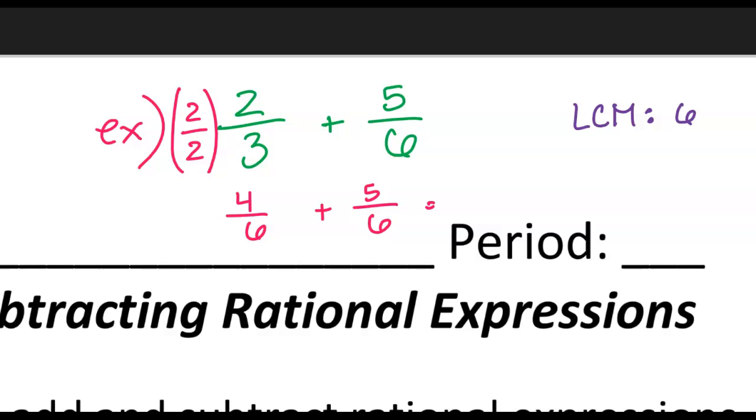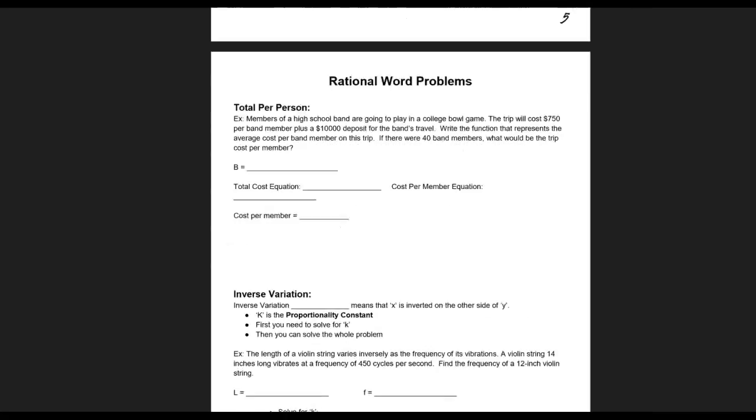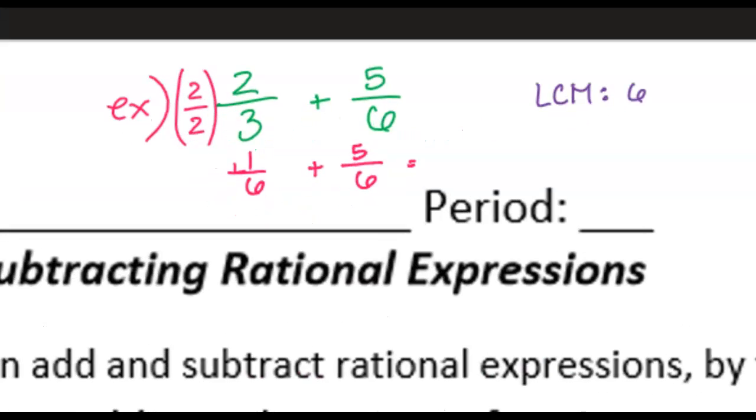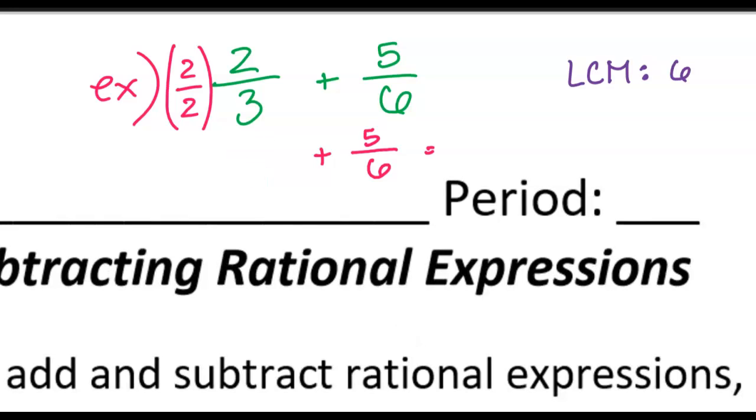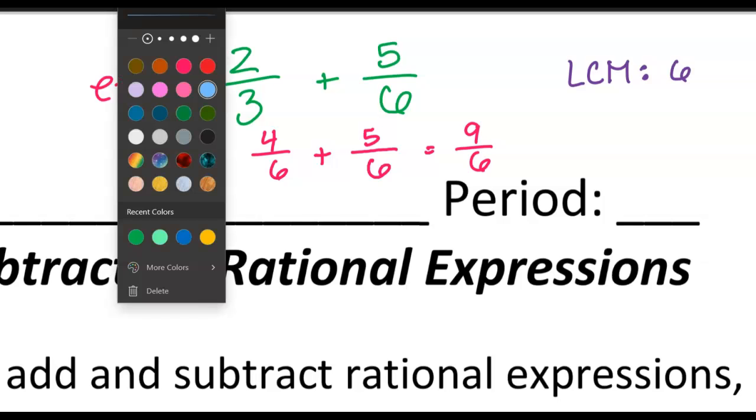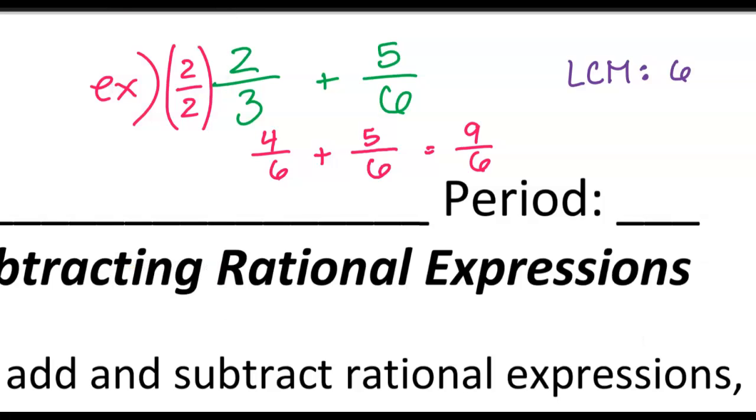So now that I have 4/6 plus 5/6, what do I do to combine these? Yes, you keep the denominator and add the numerators. So what is 4 plus 5? 9 over 6. Is that our final answer? We need to simplify it.